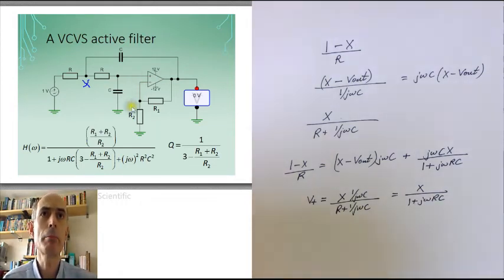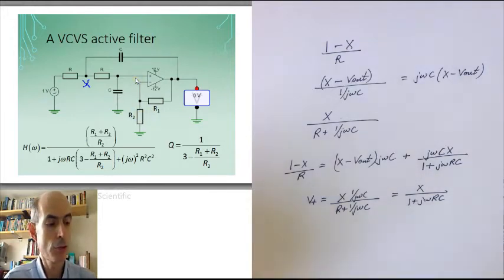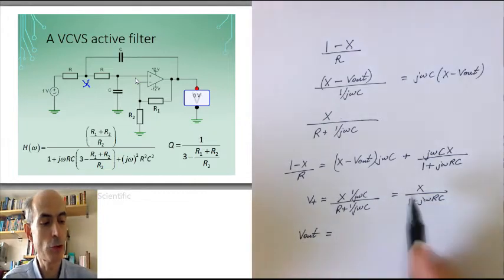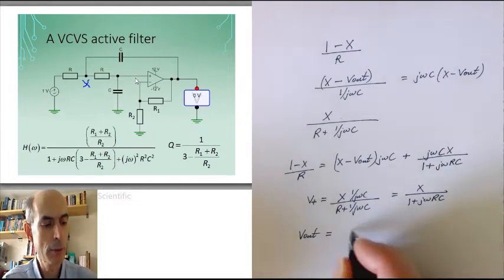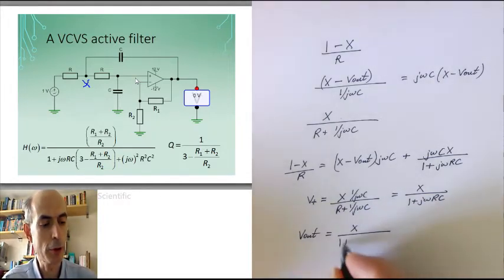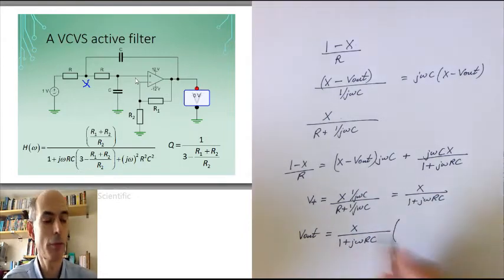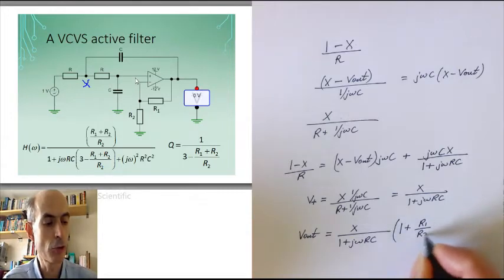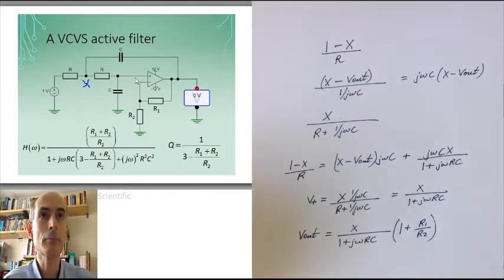The op-amp here is configured as a non-inverting amp with a gain of 1 plus R1 over R2. So V out is equal to the non-inverting input, X over 1 plus j omega RC, multiplied by the gain of the op-amp, which is 1 plus R1 over R2 in this case.